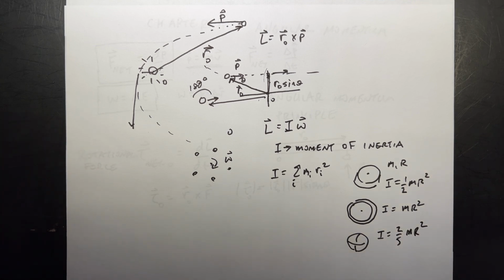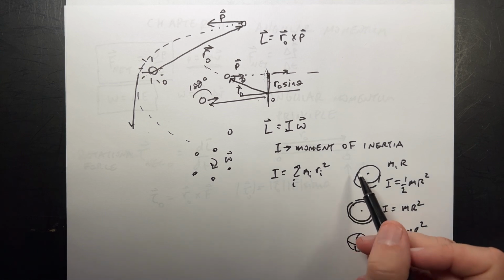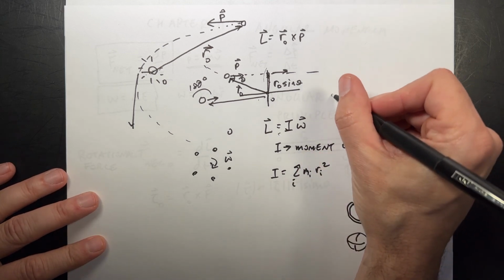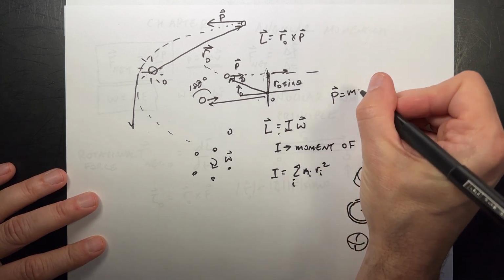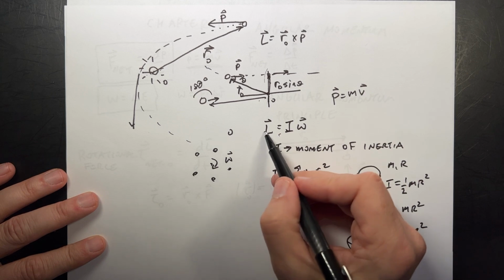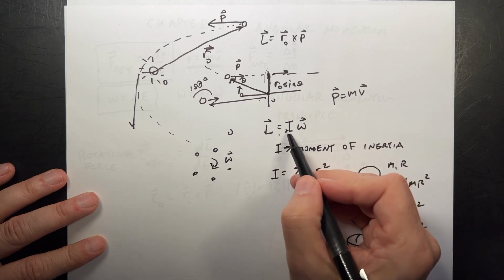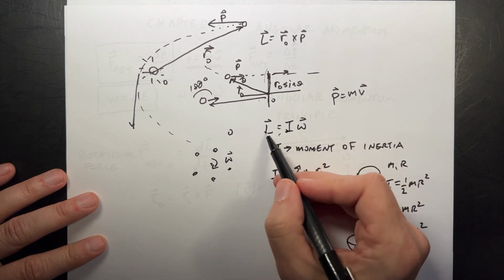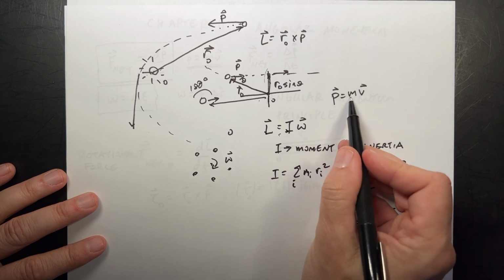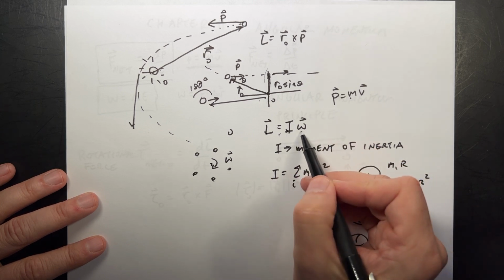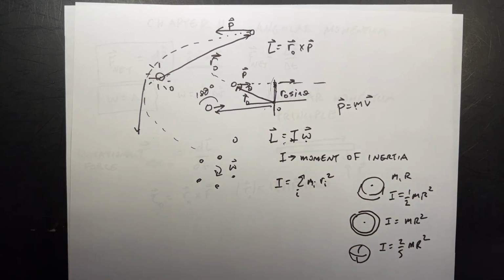So if we have a rigid object, we can define the moment of inertia. This is like the rotational mass, right? Because this looks a lot like p equals m v. So angular momentum, rotational momentum, rotational mass, rotational velocity. There is some symmetry going on here.